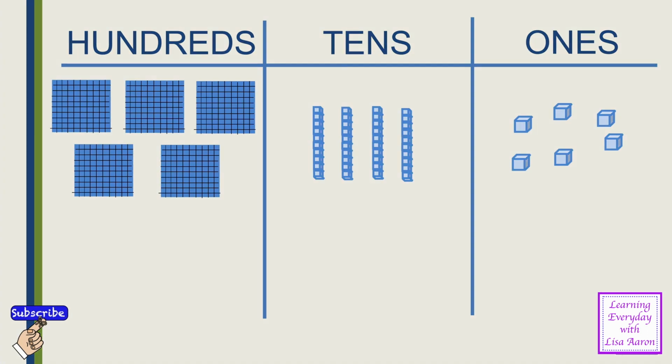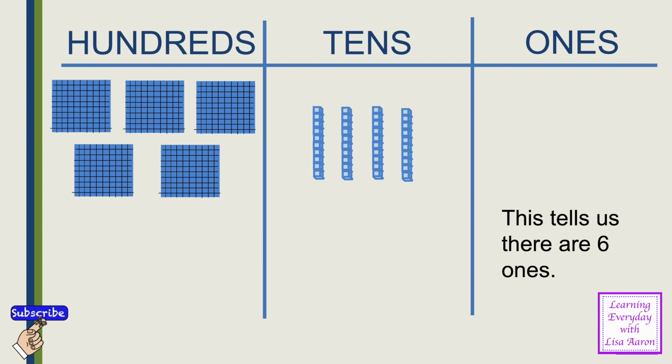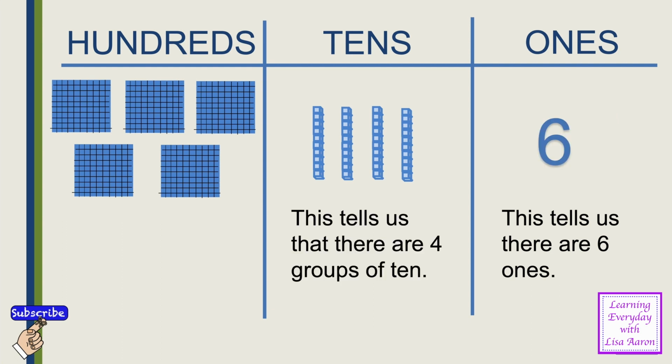How many ones do you see? 1, 2, 3, 4, 5, 6. This tells us there are 6 ones. How many tens do you see? 10, 20, 30, 40. This tells us that there are 4 groups of 10.